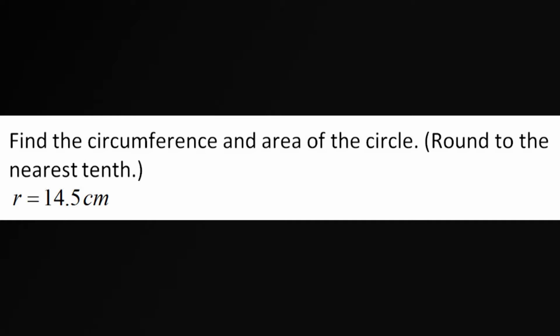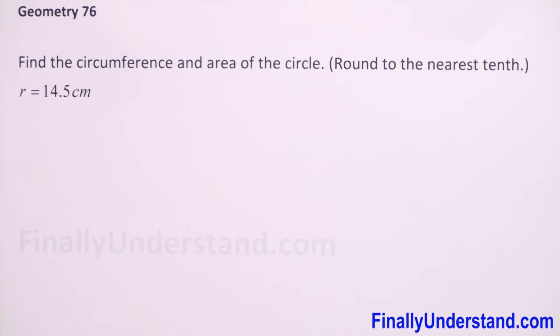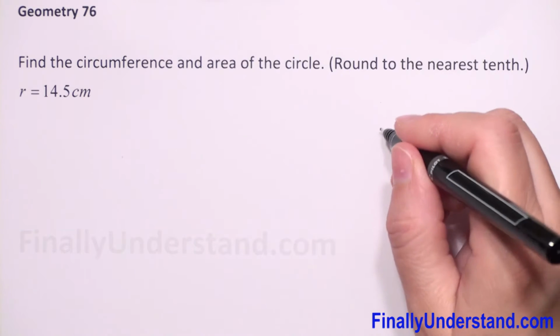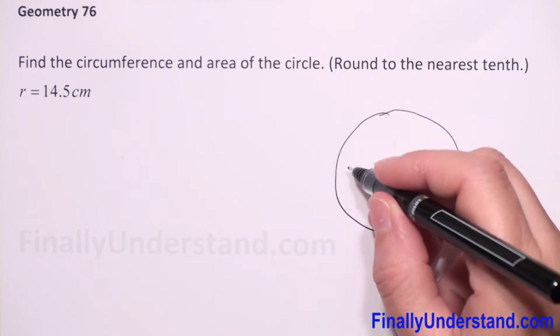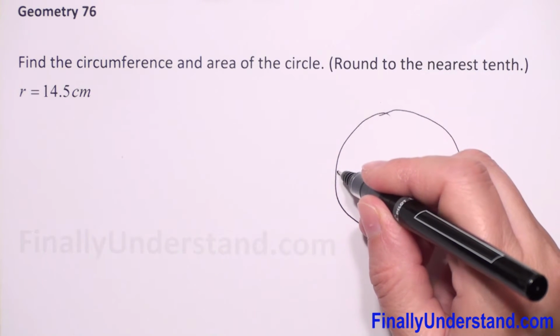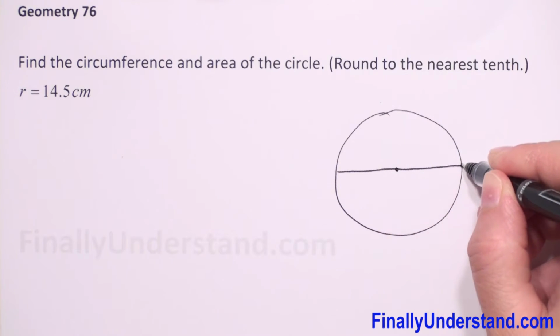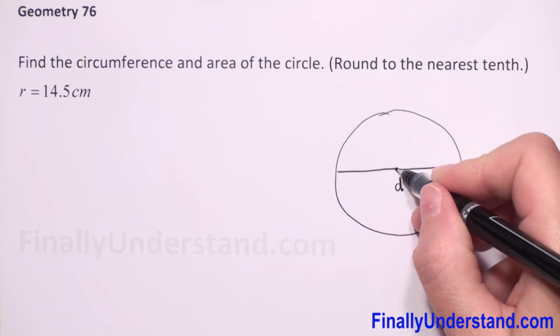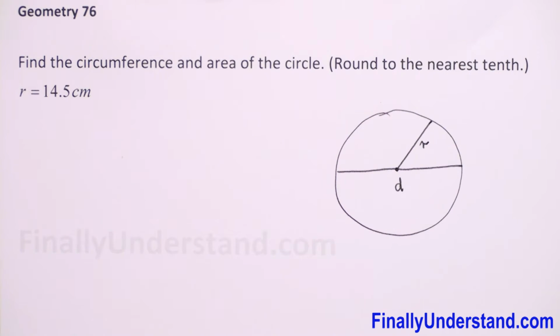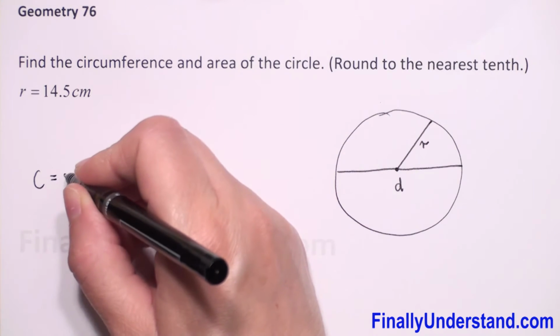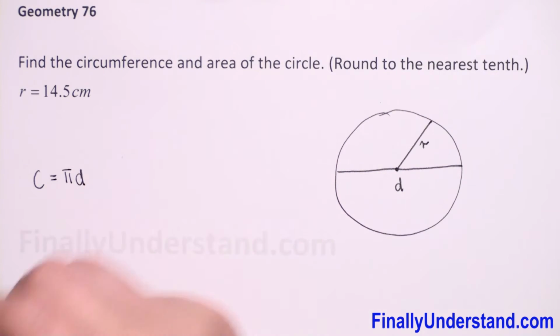We have given radius r and we have to find the circumference and area of a circle. So let's draw first the circle. We know that diameter, this is our diameter, and the radius r. We know that formula for circumference C is equal pi times D.